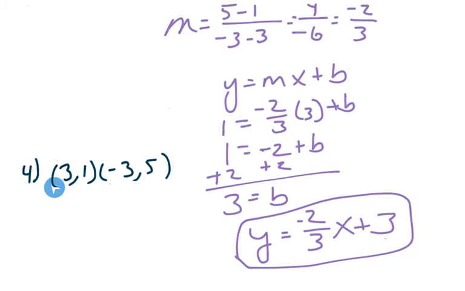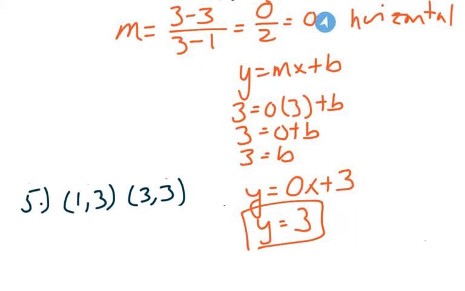I went with the ordered pair that had both positives, so I could avoid additional negatives there. Here the 3's cancel out, giving you a negative 2, and you should get a y-intercept of 3. So y equals negative 2/3 x plus 3 should be your final answer.